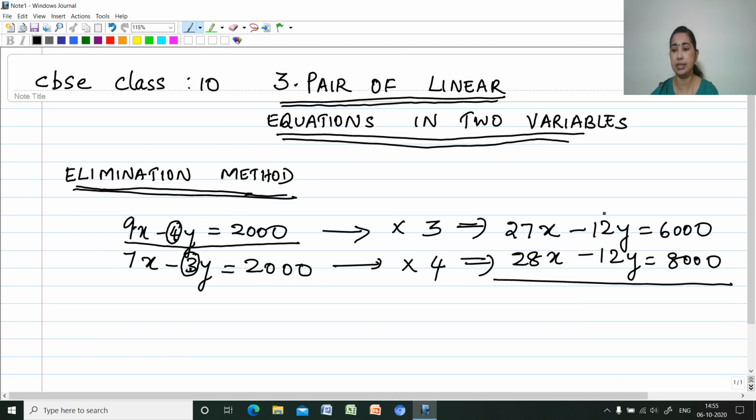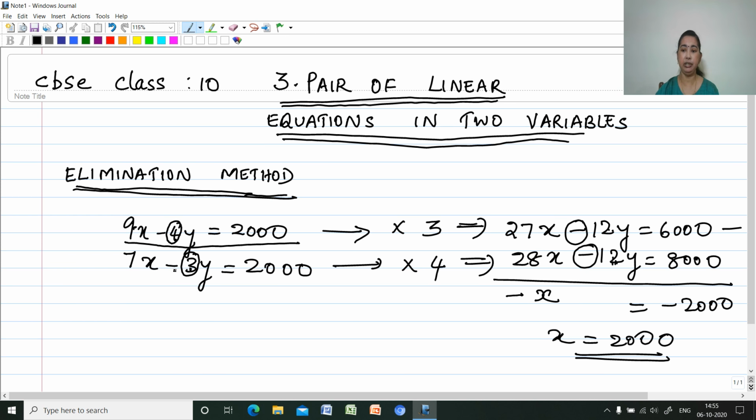How can we cancel this variable? We are eliminating one variable and finding the other. If both have the same sign and the same coefficient, whether for the y variable or the x variable, then we subtract. Subtracting, 27x minus 28x is minus x. And minus 12y minus of minus 12y is minus 12y plus 12y, which is equal to 0. And this side it is minus 2000. So x equal to 2000.